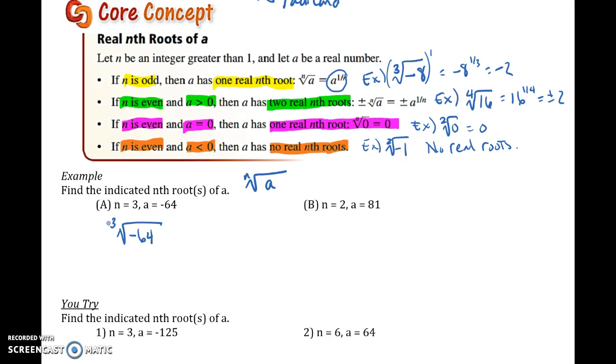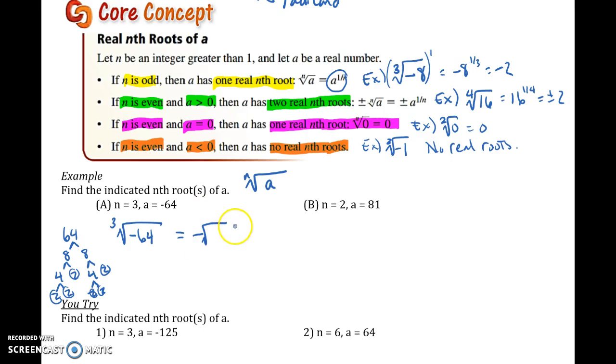Okay? So what I'm going to notice here is right away n is odd. I should have one real root, and that's going to keep the sign of the original. So I know no matter what, my answer is going to be negative. And then I'm going to go ahead and do a factor tree out here with 64. So I know this is 8 and 8, which is 4 and 2, which is 4 and 2, and again 2, 2, 2, 2. And I'm going to look at my prime factorization and simplify.